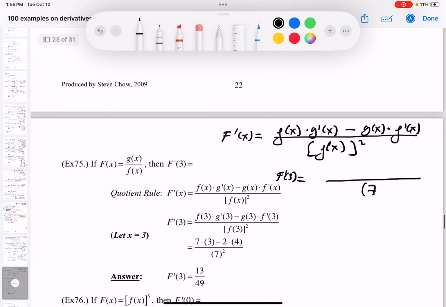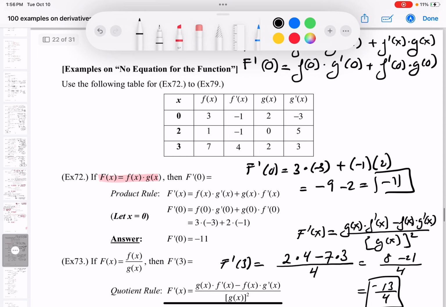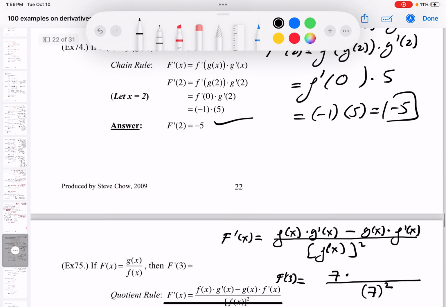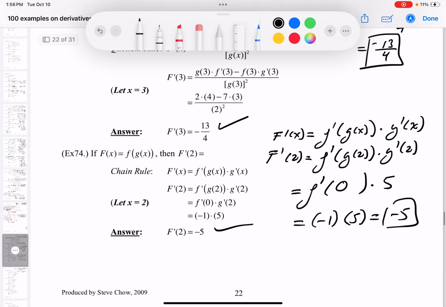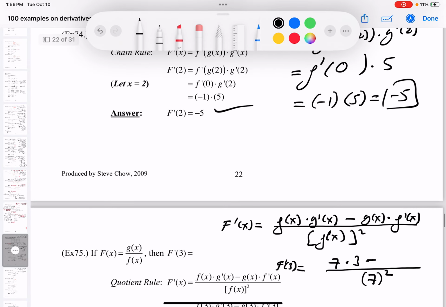So this is going to be 7 squared. F of 3 is 7, I just did that. What's g prime of 3? Well, g prime of 3 is going to be 3, I'm just looking at the table to get that. What's g of 3? I'm sorry, it's a minus sign. G of 3 is 2. I'll put that down for you.